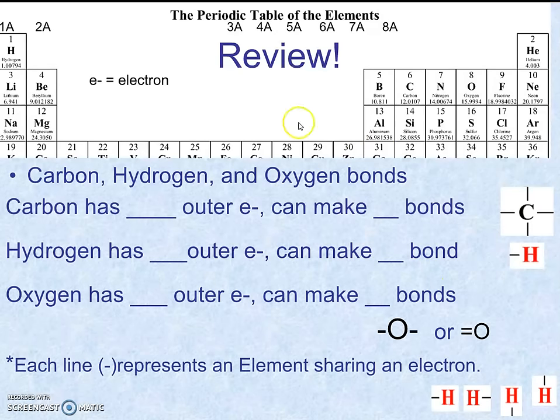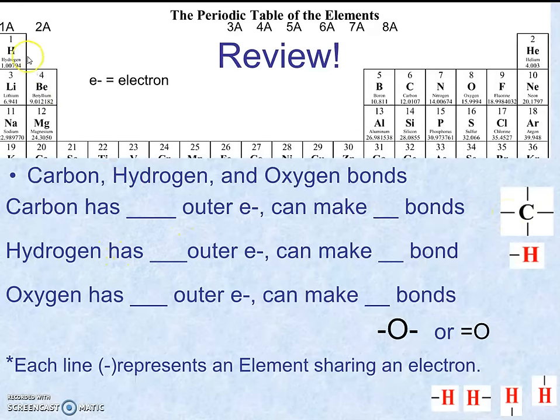So let's review. We're almost finished. Carbon, hydrogen, and oxygen bonds. So carbon has 4 outer electrons. So we count over to find that. 1, 2, 3, 4. So 4 outer electrons. And then you keep counting to find out how many it can actually bond with. So it has 1, 2, 3, 4 places to bond. So we show that by drawing its symbol and then a line for each place it has to bond.